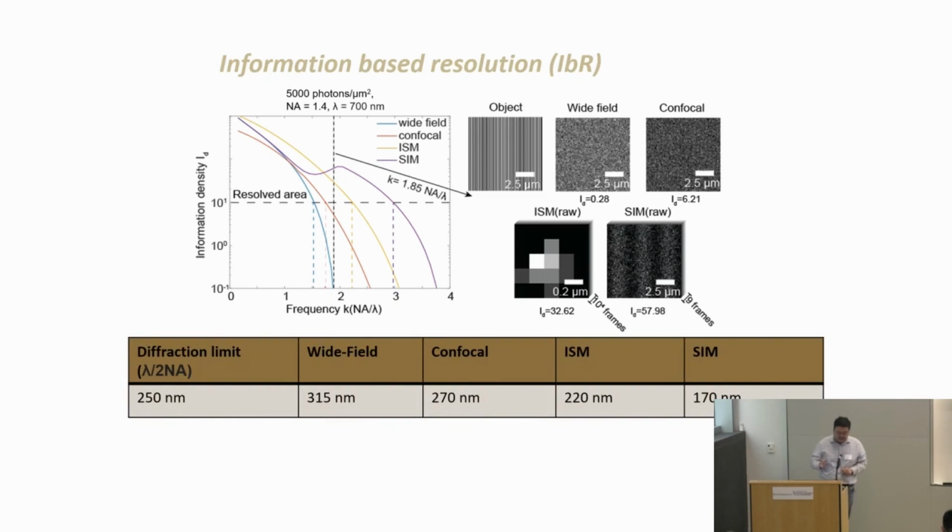The diffraction limit is 250 nanometers. Wide field does not achieve the diffraction limit under 5,000 photons per square micron. ISM and SIM are both supposed to achieve 125 nanometers, twice the diffraction limit, but they do not. Sometimes they achieve 220, and sometimes they achieve 170. If you give them infinite photon count, they will achieve 120. But if you have a limited photon count, you cannot.